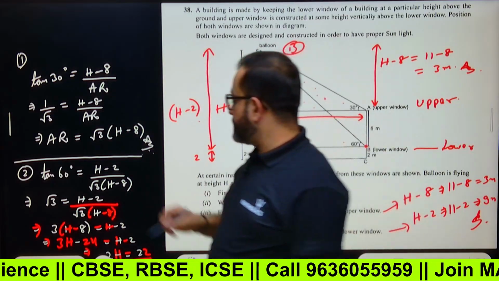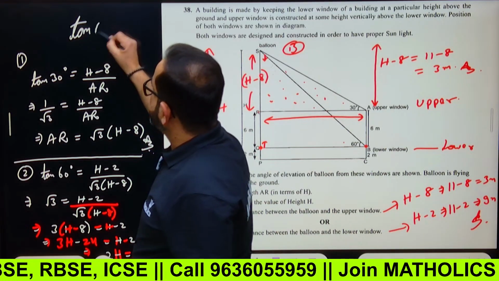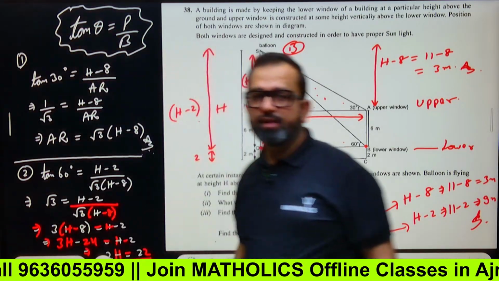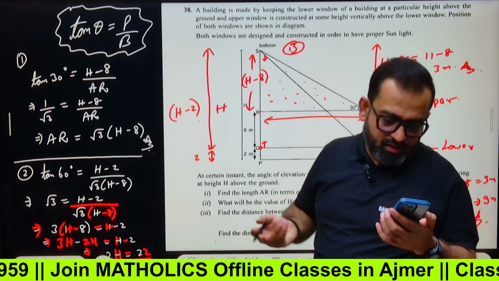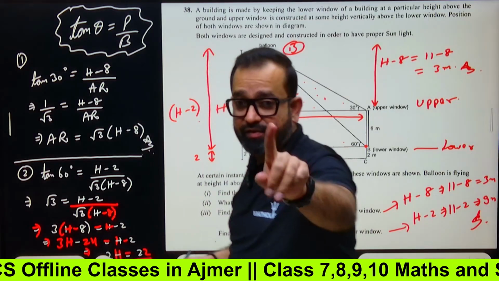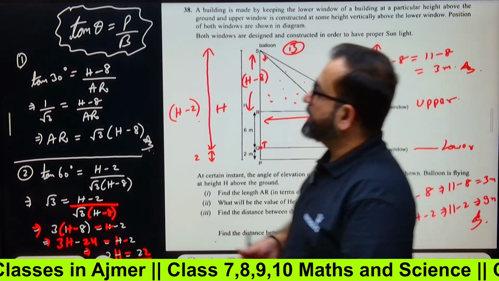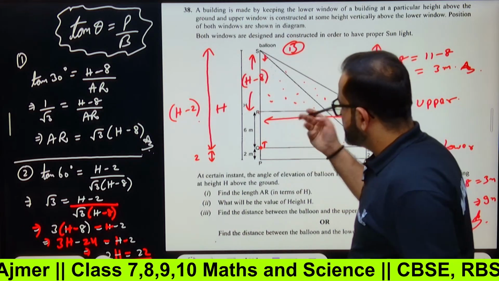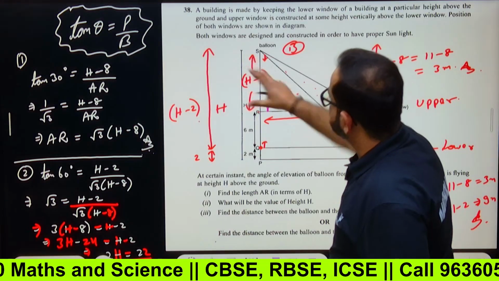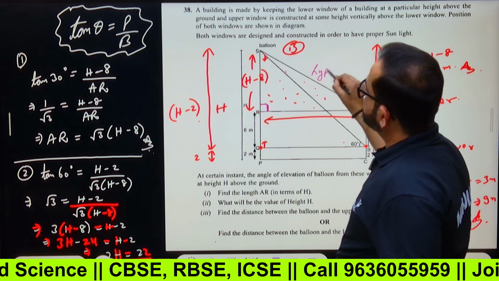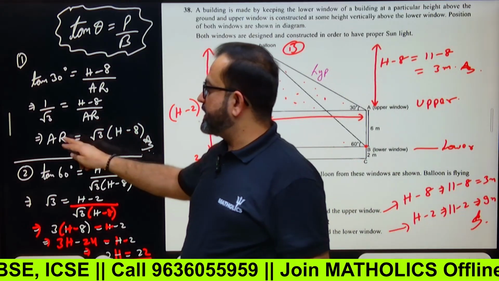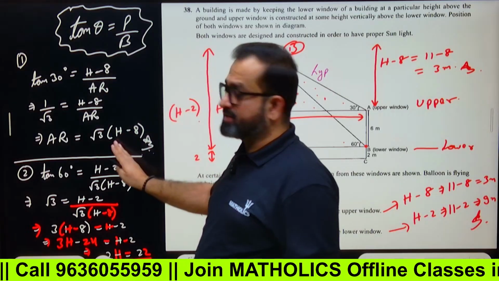Why? Perpendicular upon base. What is tan theta? We know that tan theta is perpendicular upon base. These things you must memorize very well. Do not forget to like and share with all your friends, right? So tan 30 is perpendicular upon base. If this angle is 90 degrees, obviously this is perpendicular, this is base, and this line is hypotenuse. So tan 30 will be H minus 8 upon AR. So AR will be equal to root 3 into H minus 8. This is the answer. No need to solve further.